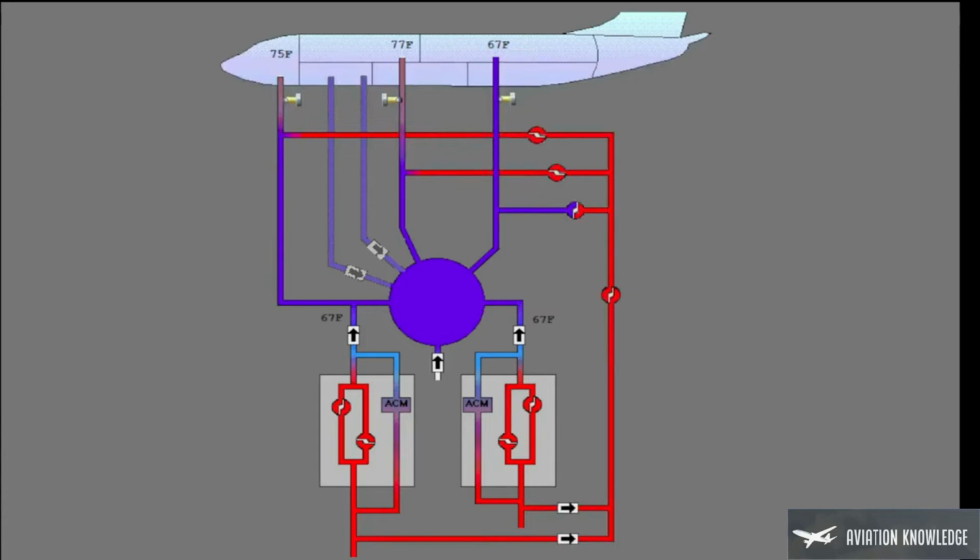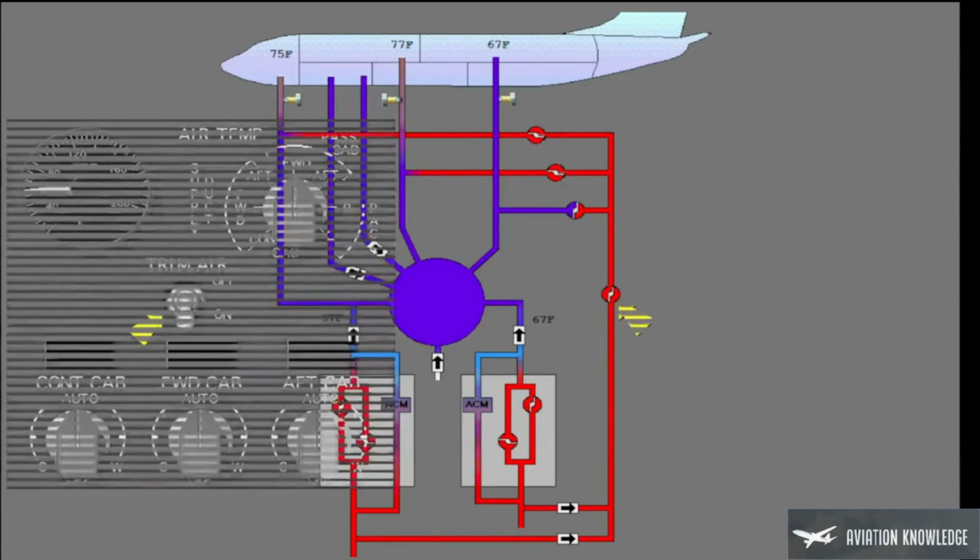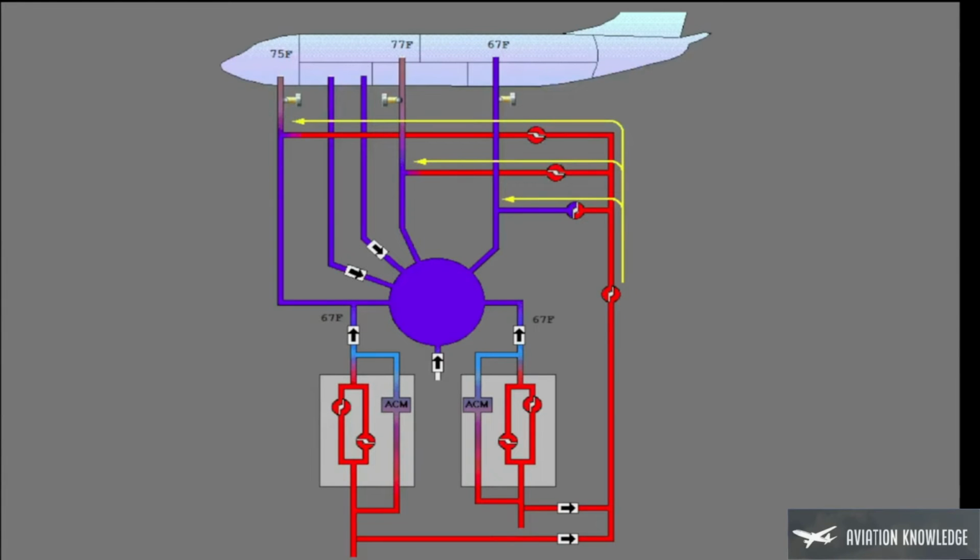The trim air system uses warm bleed air from upstream of the air conditioning pack to warm the pack air to the necessary temperature for the related zones. The trim air switch controls the trim air regulator and shutoff valve. The trim air pressure regulator and shutoff valve controls the air that goes to the trim air system.